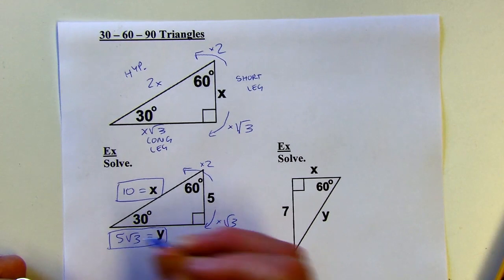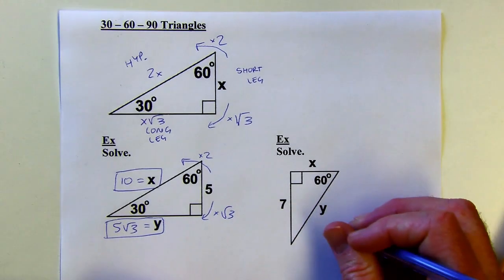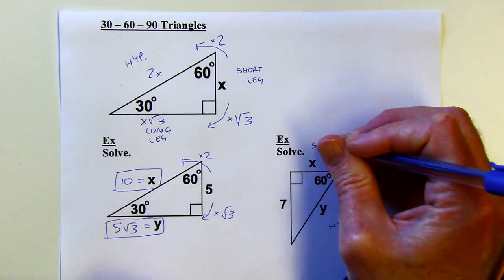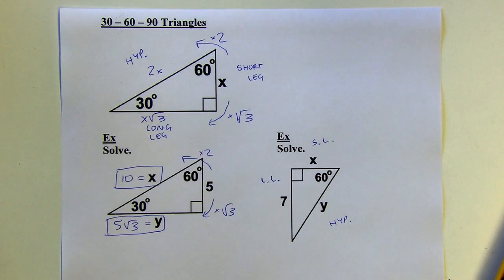Okay. Gets a little trickier when you don't have the short leg to start with, like on this next problem. So let's see, this is my hypotenuse, my short leg here, I'll just put SL for short leg, and I'll put LL for long leg.